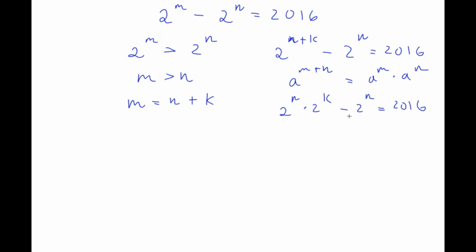Now, because both terms here have 2 to the power of n in them, I'm simply going to factor out 2 to the power of n. So now I have 2 to the power of n times, now 2 to the power of n times 2 to the power of k divided by 2 to the power of n is simply just 2 to the power of k, minus, now 2 to the power of n divided by 2 to the power of n is 1. So this is equal to 2016. So now I have 2 to the power of n times 2 to the power of k minus 1 is equal to 2016.